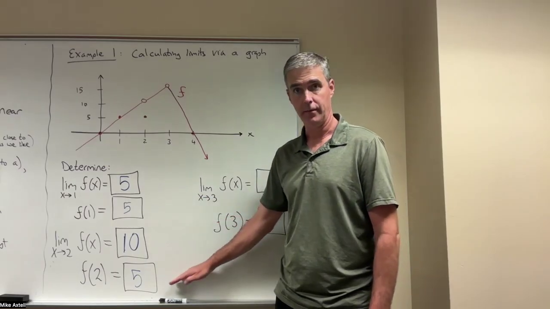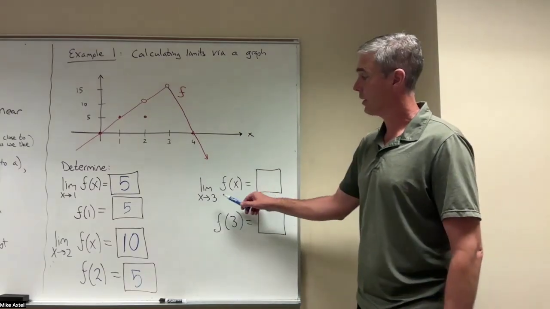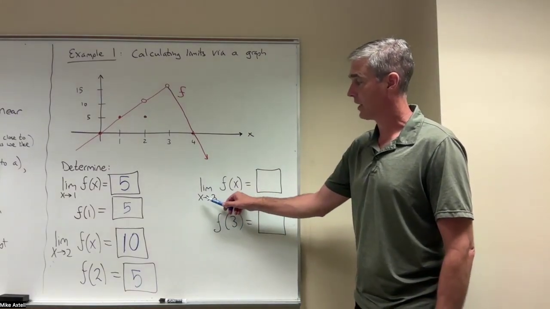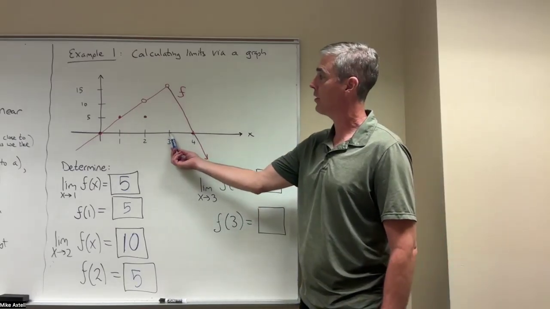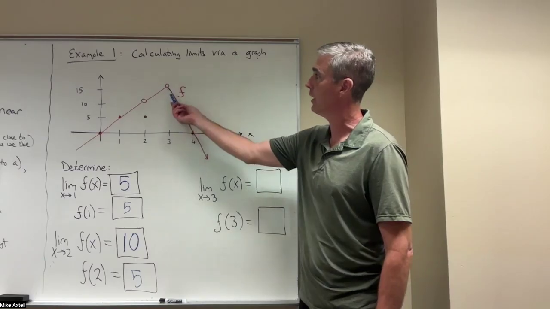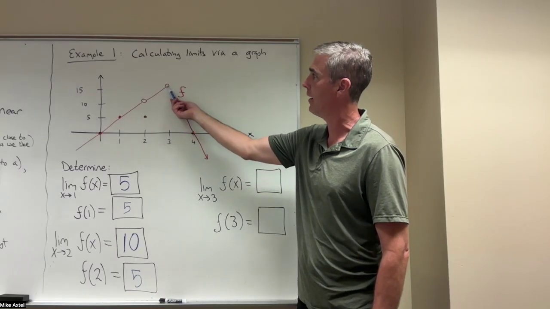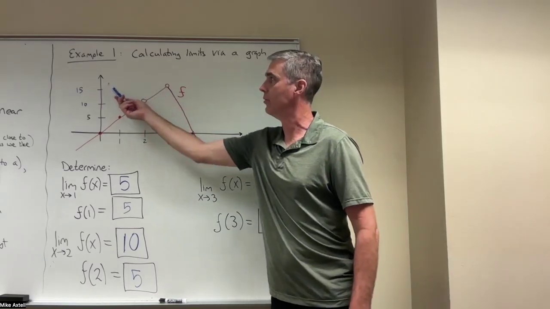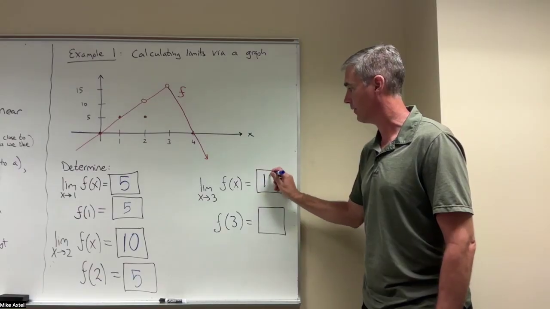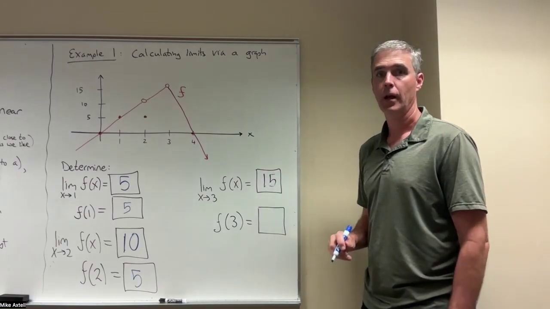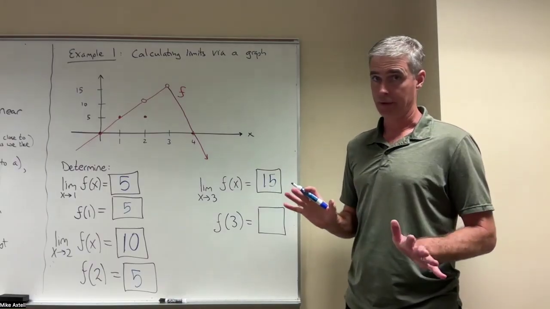Sometimes it is not. All right, let's do one more. Let's look at what happens, the limit as x gets close to 3 of f of x. As my x values are getting really, really close to 3, it looks like the y values are getting close to that open dot, which is at a y value of 15. So I would say this limit is equal to 15. And again, what's happening at 3 is irrelevant for the limit.